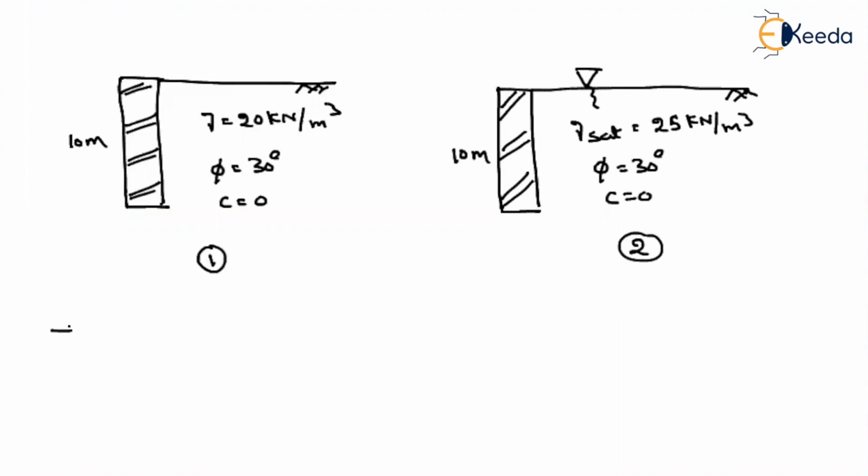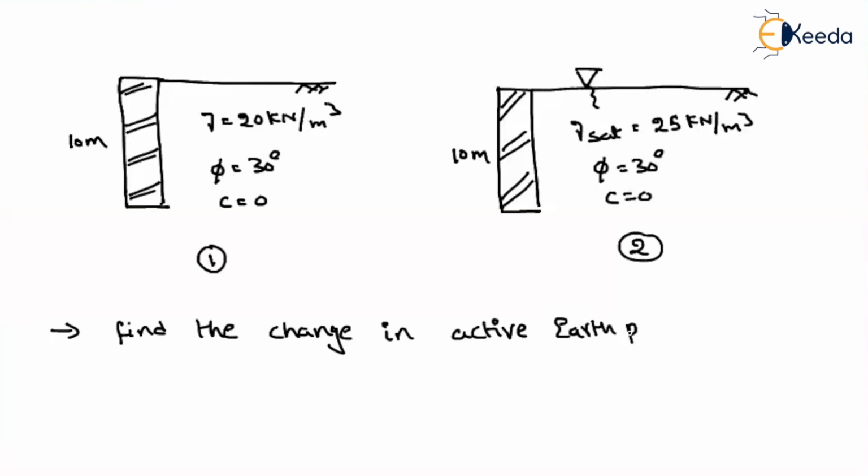So here the question is: find the change in active earth pressure if water table rises to ground surface.